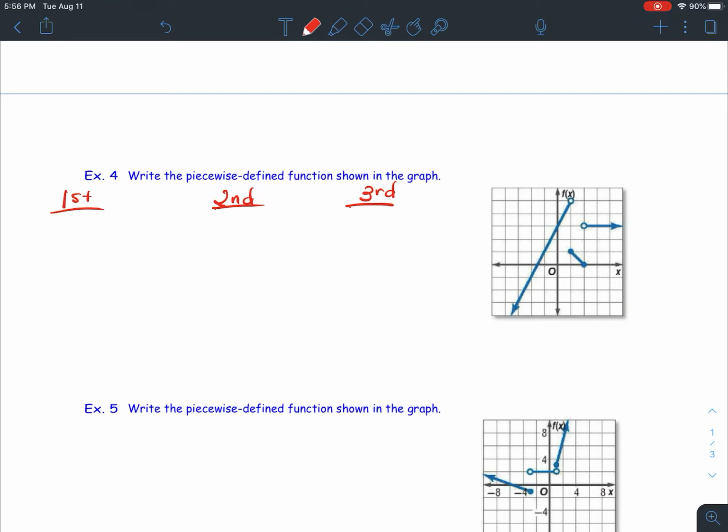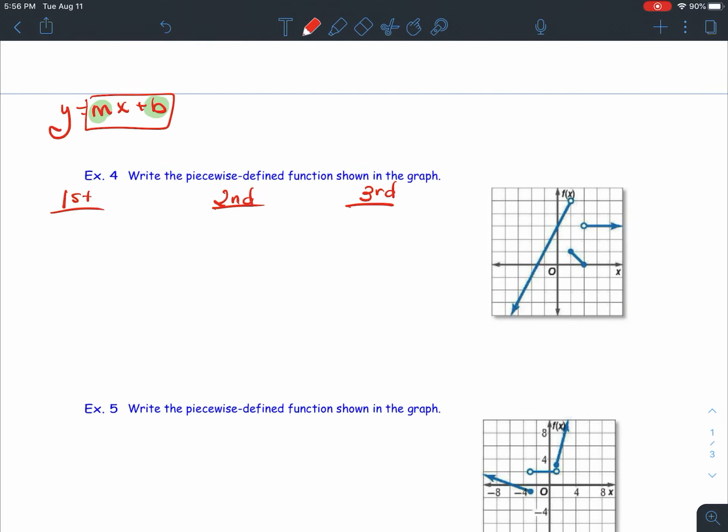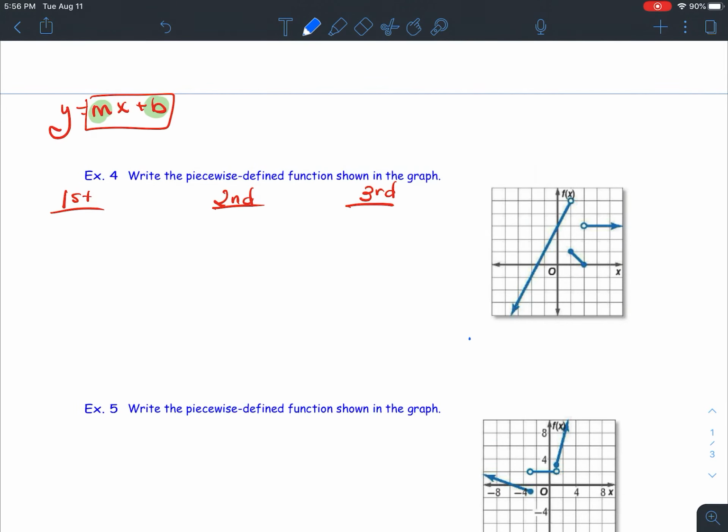Okay, here's the best way to organize this. However many pieces there are, I like to make a separate column, first, second, third, representing the order from left to right. If you're going to make an equation, guess what we need? We actually need to know what the slope is for the piece, and we need the y-intercept, okay? And then we can just use that part here, okay?